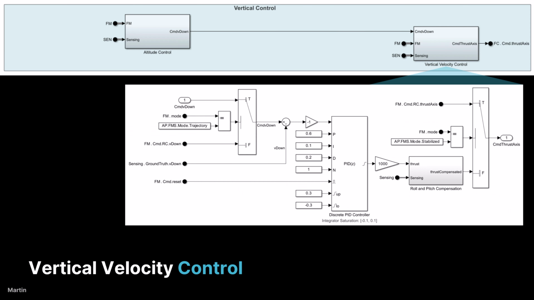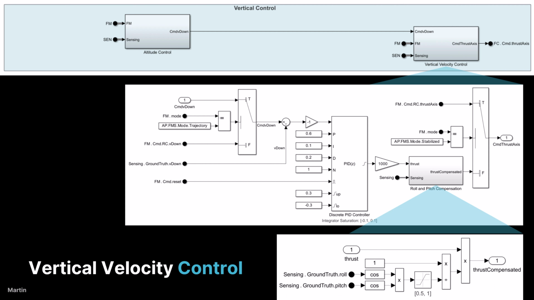Let's look into the vertical control subsystem. This control loop regulates the vehicle's motion along the vertical thrust axis, specifically tracking the velocity down command, typically provided by higher-level controllers or the pilot. A PID controller is used to minimize the error between the commanded and actual vertical velocities. To ensure accurate thrust control, especially during tilted flight, the controller includes roll and pitch angle compensation.